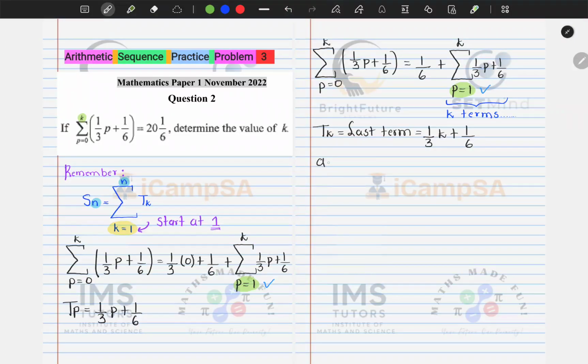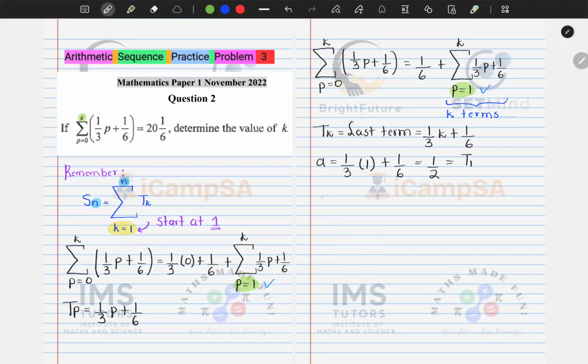So remember, we can do a. And at a, remember, we are putting p is 1. So we'll have 1 over 3 into 1 plus 1 over 6. And if you do the math here, you will see that what you will end up getting here is just a half. So that becomes your first term, which is just going to be T1. Now with this in mind, we now know how to use the summation equation.